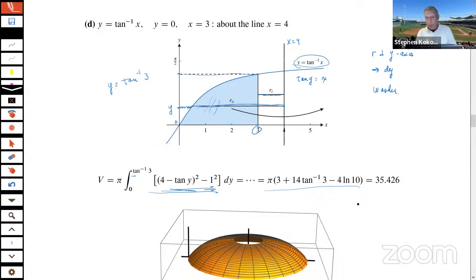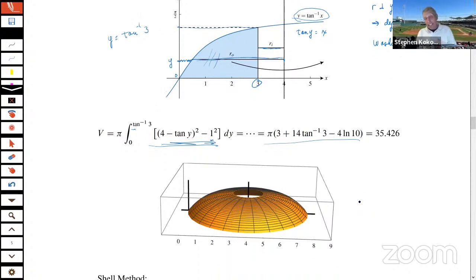There's the decimal approximation. And I did my best here to give you a visualization of what this solid might look like. So here's the line right here, x equal 4. Over here is the x and the y axis. There's the origin. And you can kind of see this y equal the tangent inverse of x as I rotate it. That region rotated about the line x equal 4.